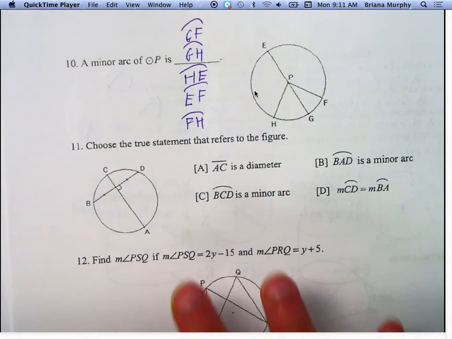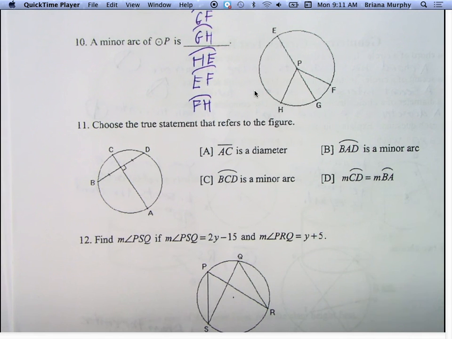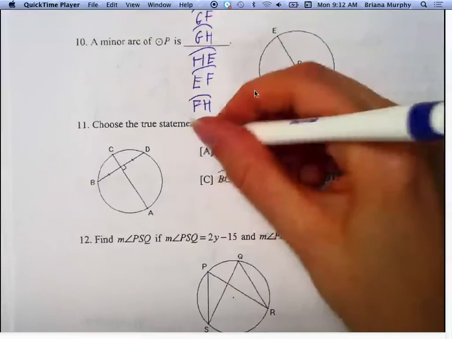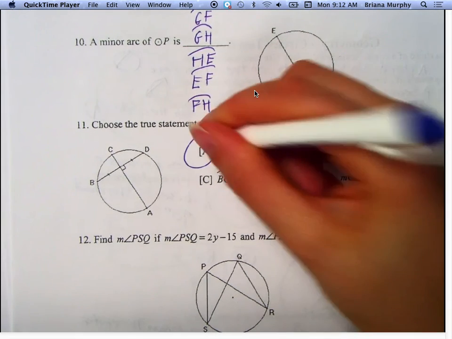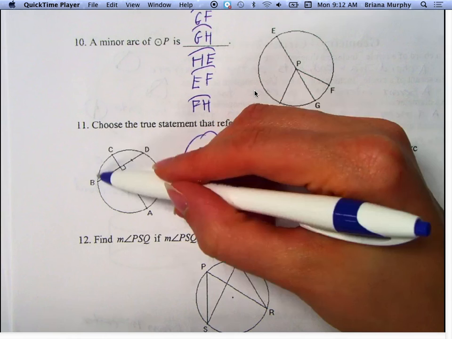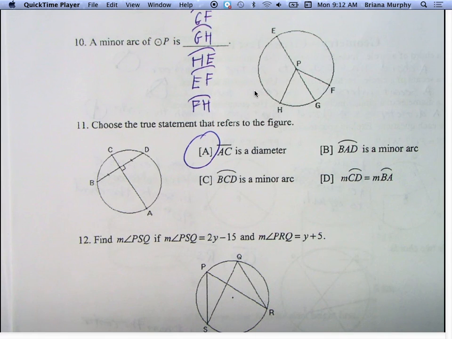Choose the true statement that refers to this figure. Okay. We've got AC is the diameter. Arc BAD is a minor arc. Arc BCD is a minor arc. Or arc CD is equal to arc BA. Which one is true? A. BCD is not a minor arc. BCD is 180. That is the most common thing people think, just because it doesn't go through the middle.